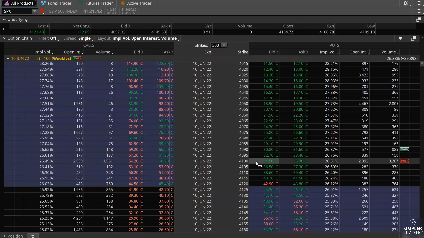Right now, the 4100 put's going for like $35 per contract. Between now and Friday, between now and expiration, 4 days away, as long as the S&Ps hold above 4100, that option's going to lose value every day. And that's going right into my pocket.